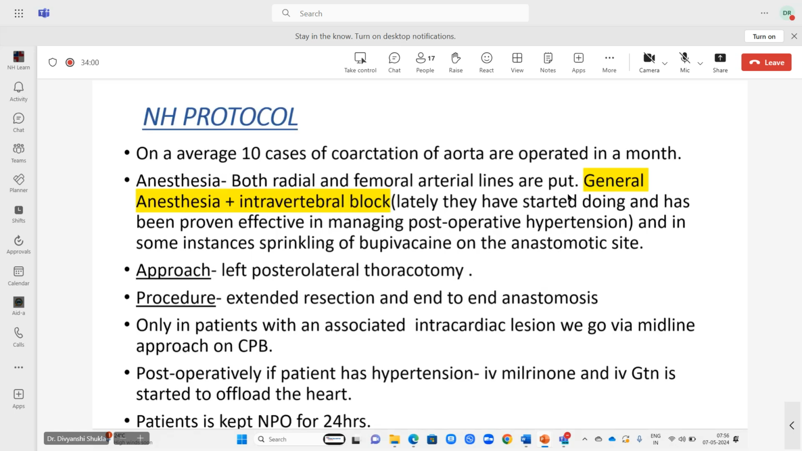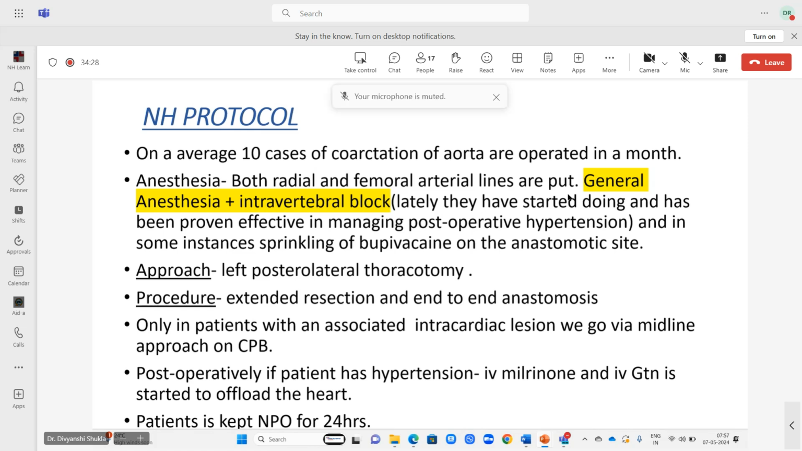The protocol which we follow in NH: on an average, we do 10 cases of coarctation of aorta in a month. For the anesthesia technique, both radial and femoral arterial lines are put. General anesthesia along with intervertebral block is given. Lately, they have started doing this and it has been proven effective in managing post-operative hypertension. And in some instances, a sprinkling of bupivacaine on the anastomotic site.